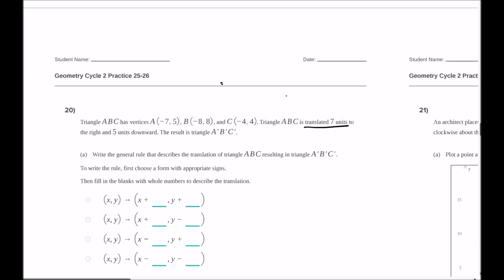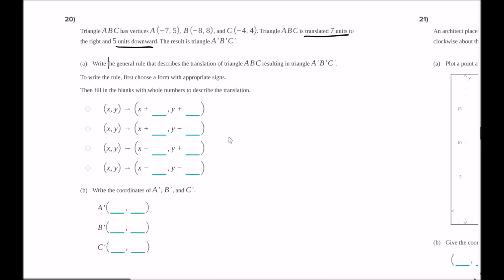Okay, so here 7 to the right and 5 down. The result is triangle A prime, B prime, C prime. It says write the general rule that describes the translation. To write the rule, first write a form with appropriate signs. All right. Then fill in the blanks with whole numbers to describe the translation.